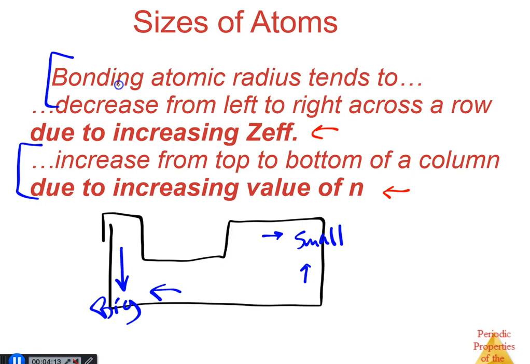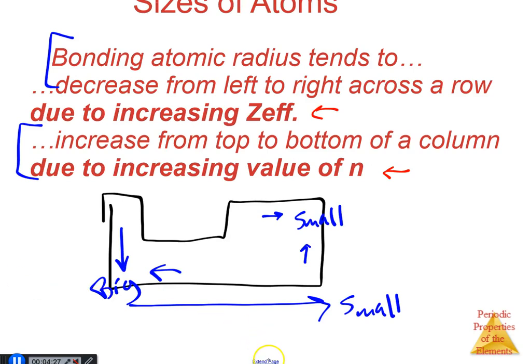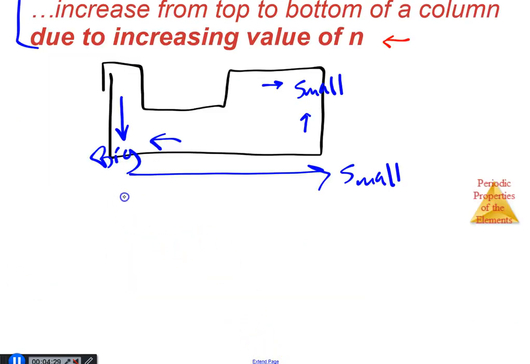So let's look at this top row. As we go from left to right, it goes from big to small. Are we all right with that idea? The reason why is because ZEF is increasing. What's ZEF if we're in family 1? What value? 1. What is it if we're in family 2? 2, 3, 4, 5, 6, 7, 8, essentially, right? We don't really talk about family 8, so let's just talk about family 7.